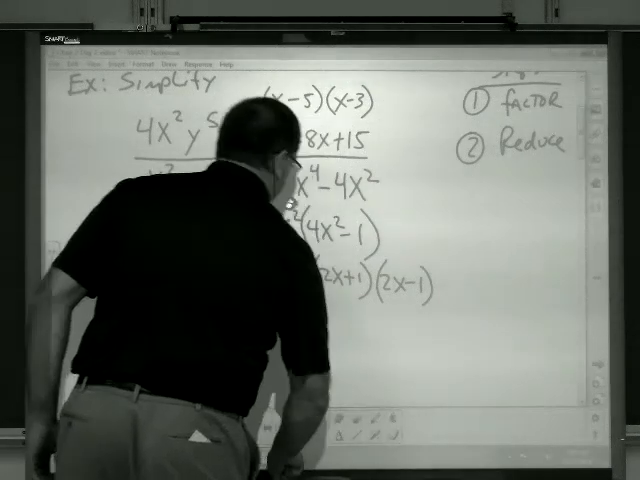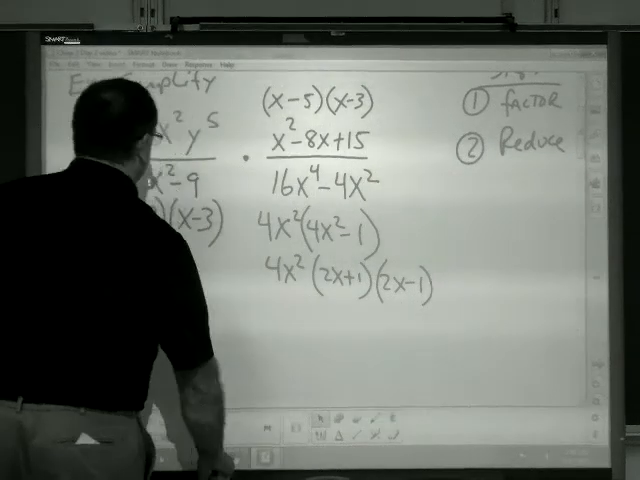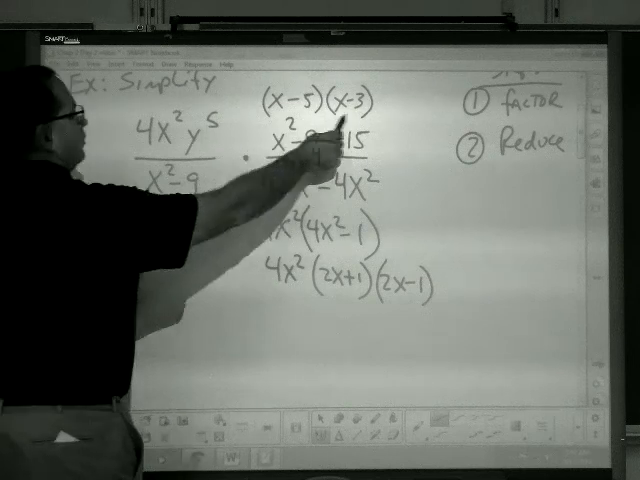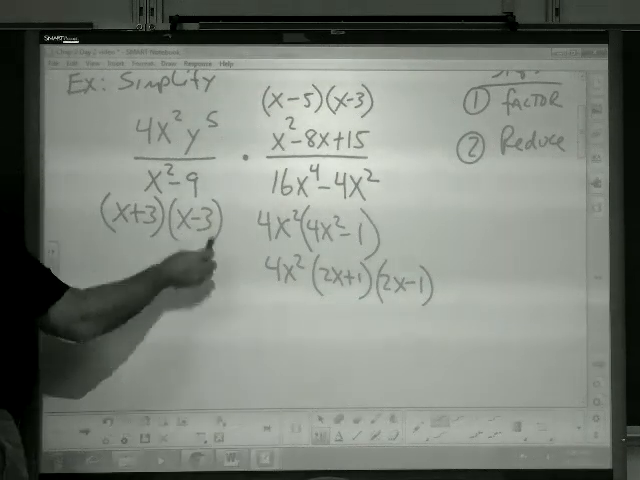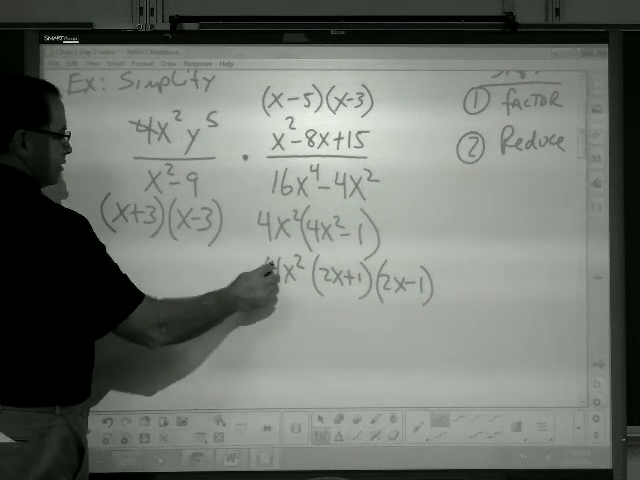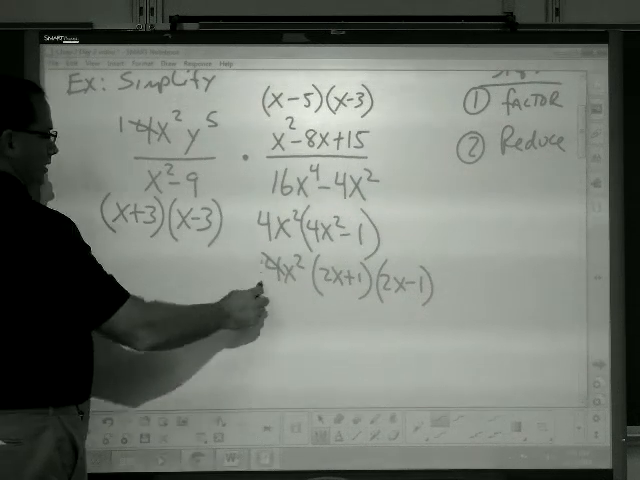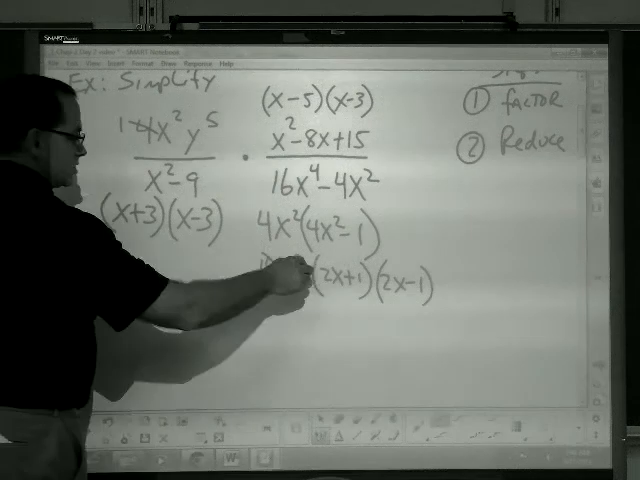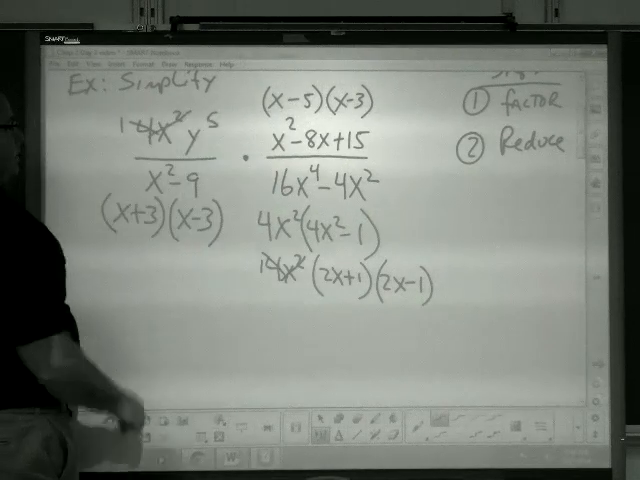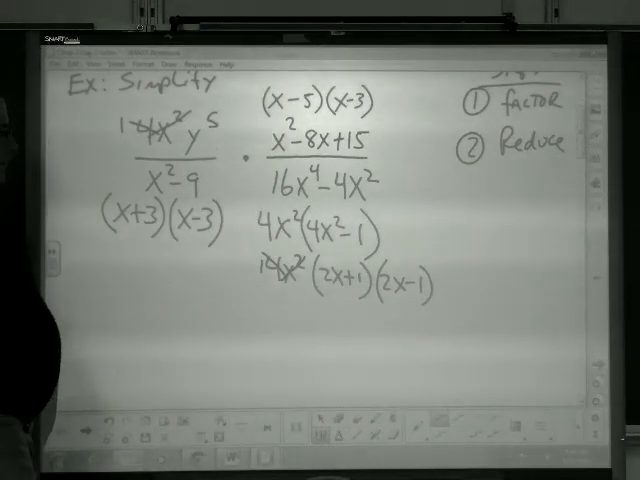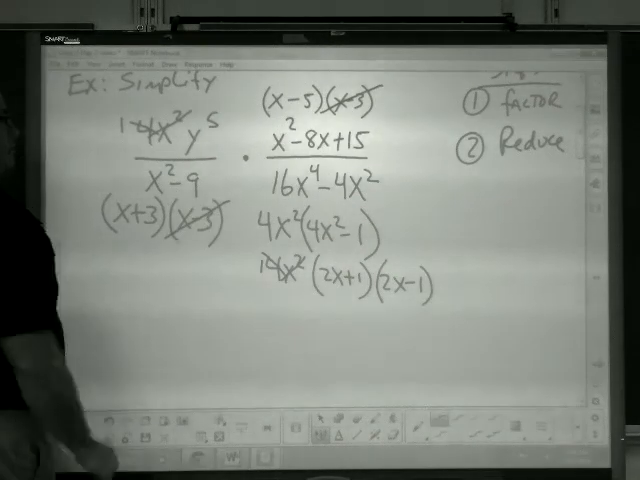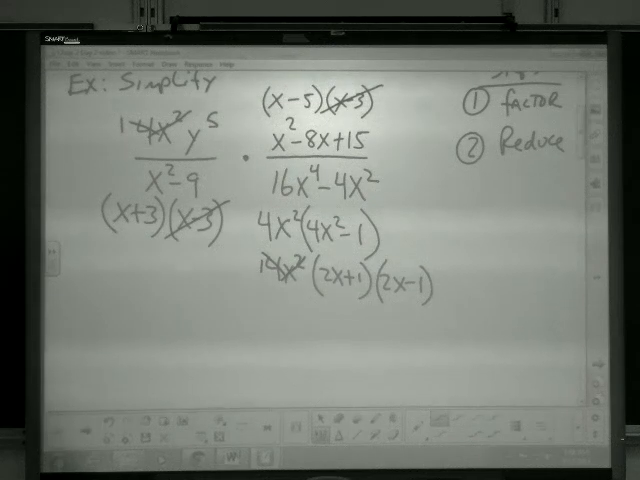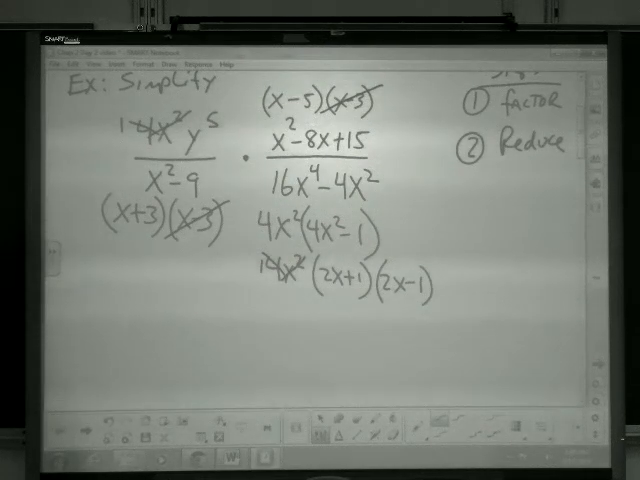So everything's factored, now let's reduce. I look for something anywhere along the top and anything along the bottom that I can reduce with. So for example, this 4 and this 4 I can reduce, leaving me 1 in each place. I have an x squared and an x squared that I can reduce. I see an x minus 3 and an x minus 3, I can reduce that. And that's all I see from here on out.